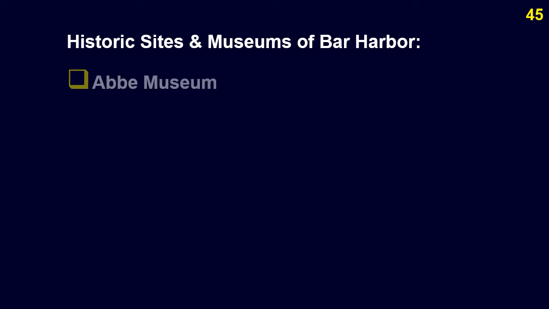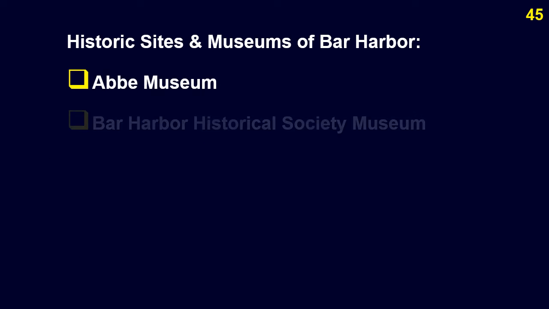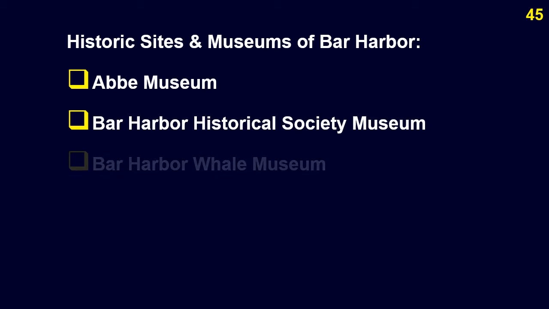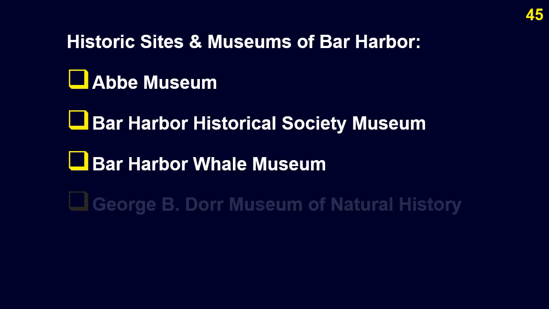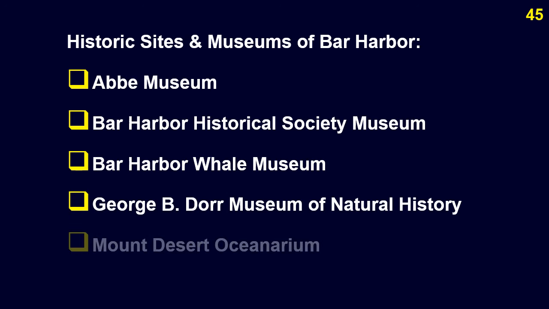There are several historic sites and museums in Bar Harbor, including the Abbey Museum, Bar Harbor Historical Society Museum, Bar Harbor Whale Museum, George B. Dorr Museum of Natural History, and the Mount Desert Oceanarium.